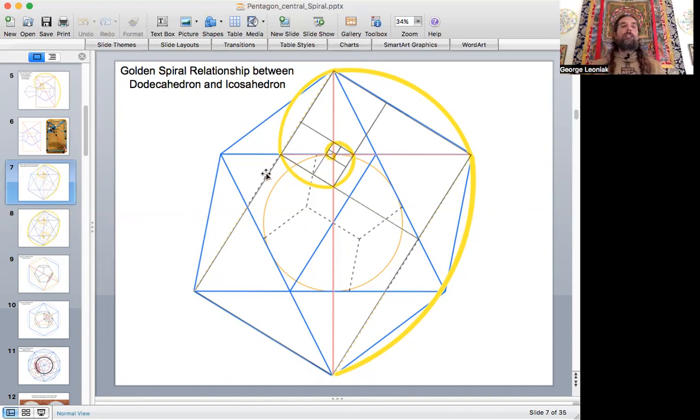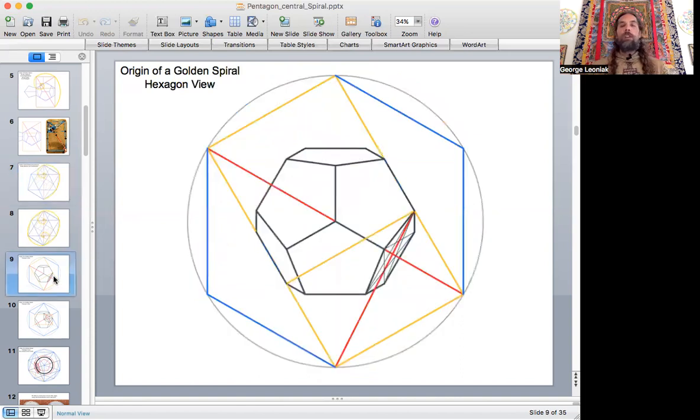So it's a side view type of drawing. But of course, we can show this same relationship in the hexagon view. So here's a golden rectangle that is connected to those icosahedron edges. I'm not showing the whole icosahedron, but there's the dodecahedron within there.